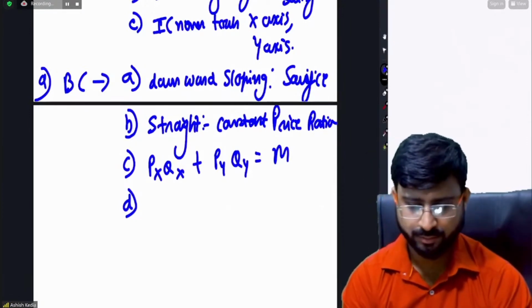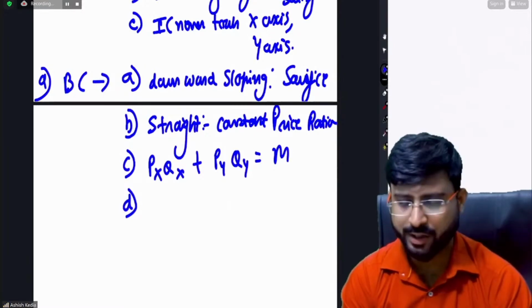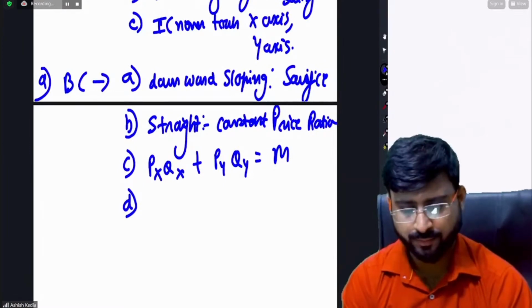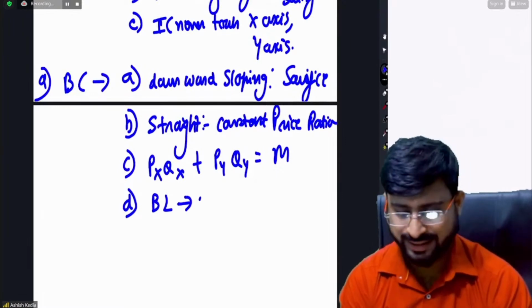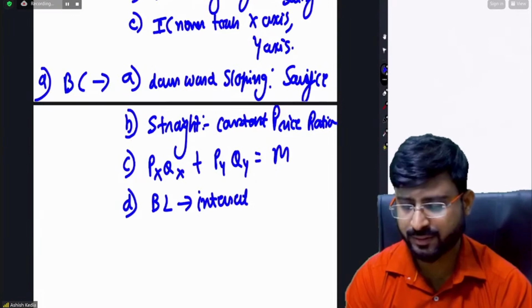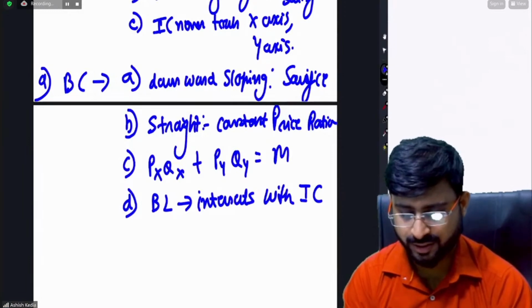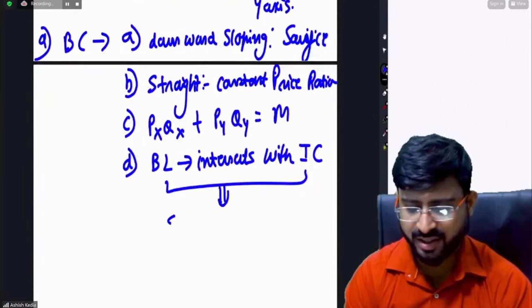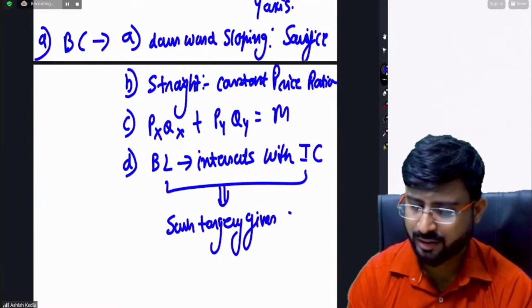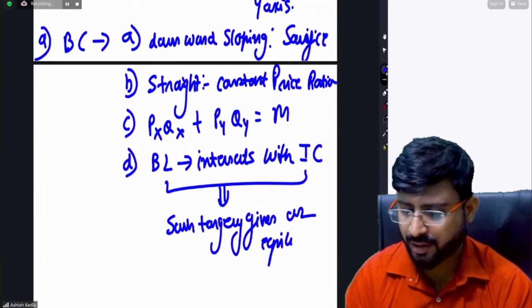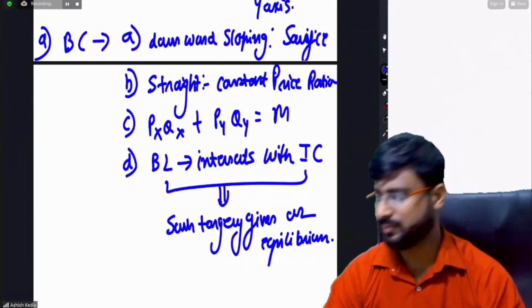Point D. Are you ready all? Right. Budget line intersects with indifference curve. Such tangency gives us equilibrium.